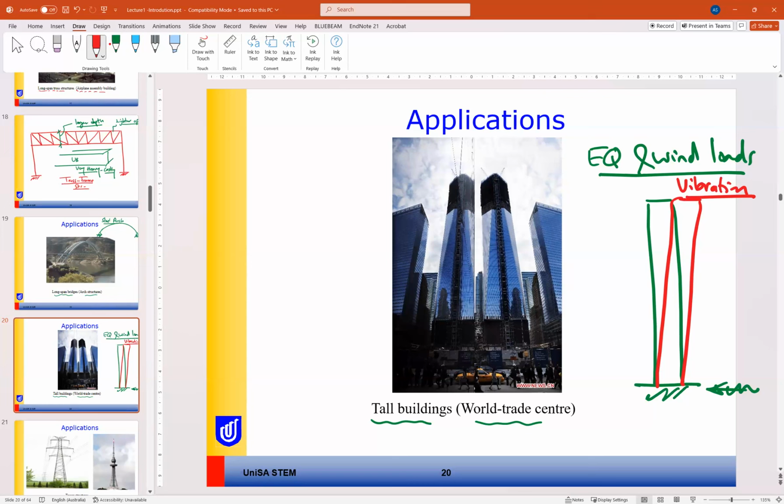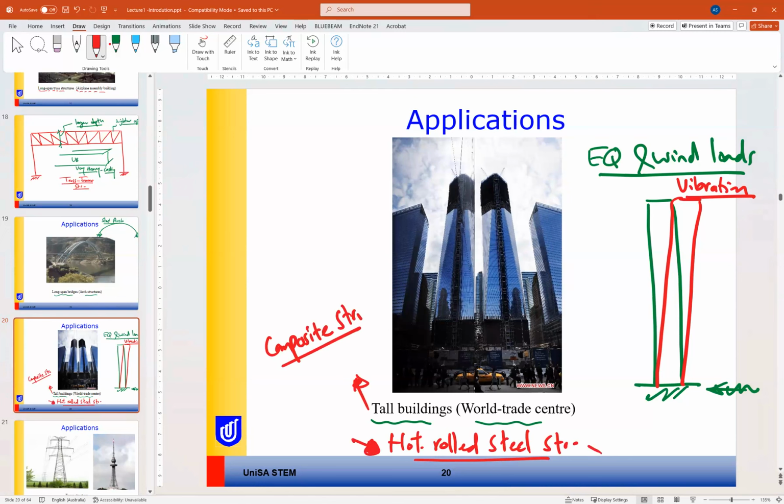So you will need hot rolled steel structure. And actually, the high rise building or the tall building is a composite structure. Composite structure means you will use hot rolled section along with reinforced concrete as well. So not only steel, because as you know, the slabs or the floors need to be from concrete.